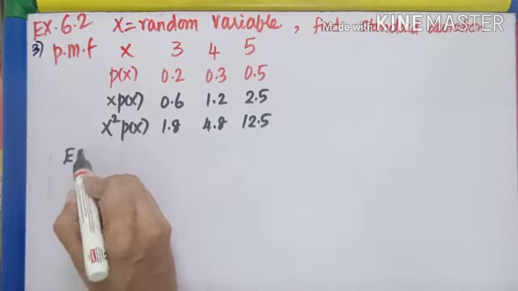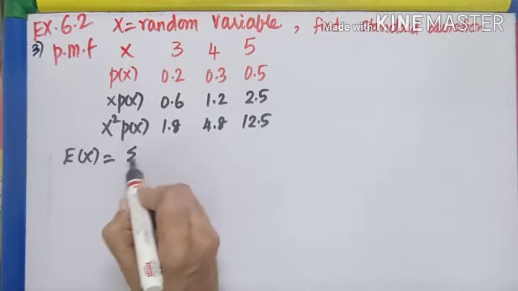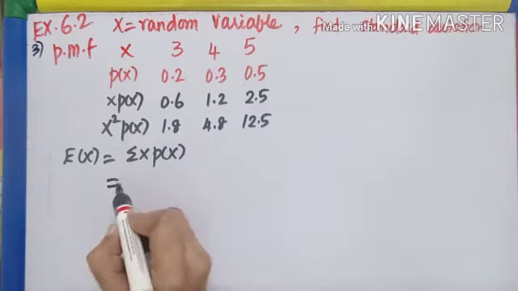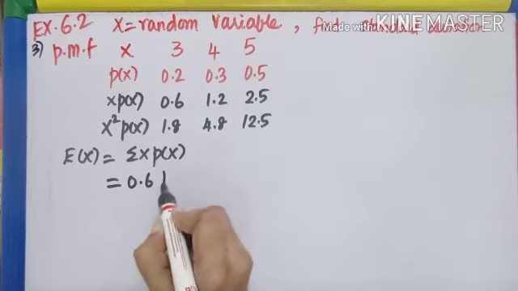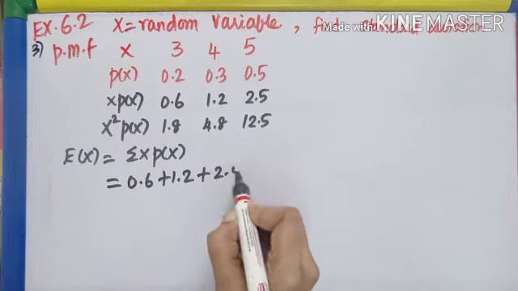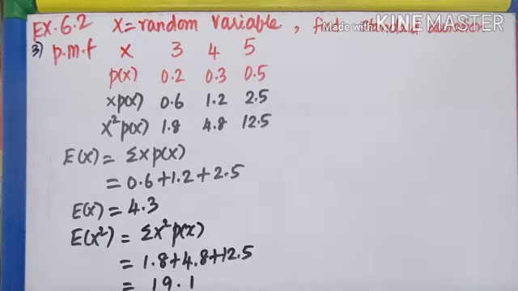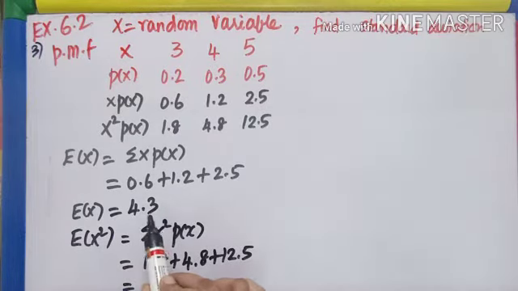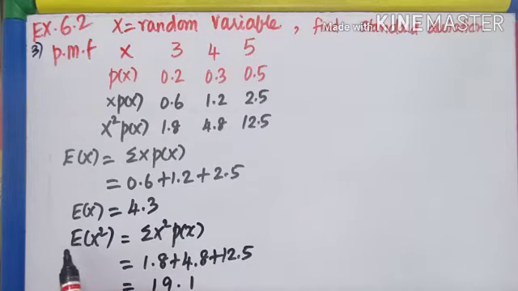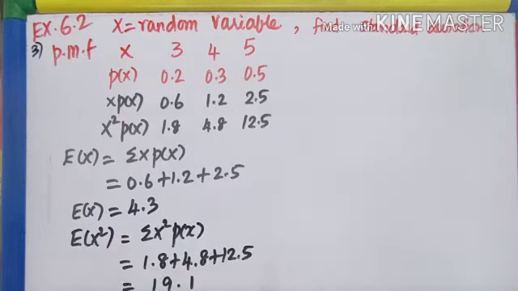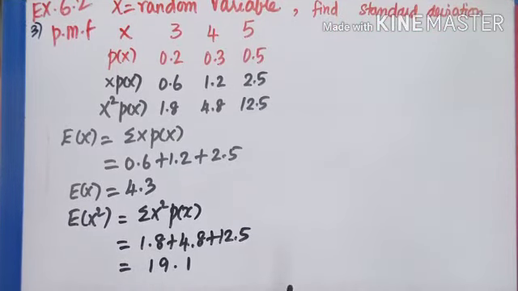First we will find out E of x. What is the formula? Sigma x into p of x. That is, add all this: 0.6, 1.2, 2.5. As we add, we get 4.3. Next, we need to find out E of x square. E of x square is sigma x square p of x. Add all these values and we get 19.1.